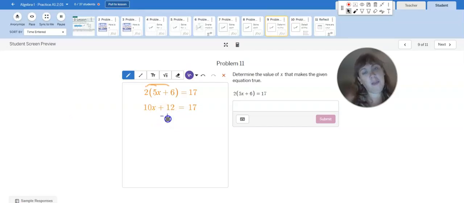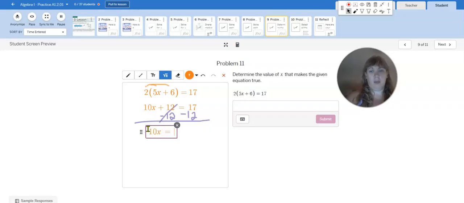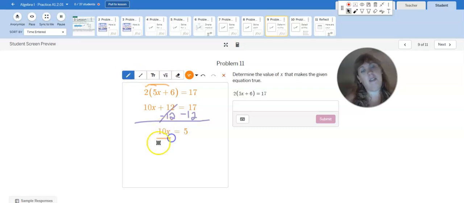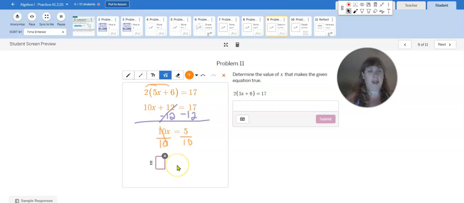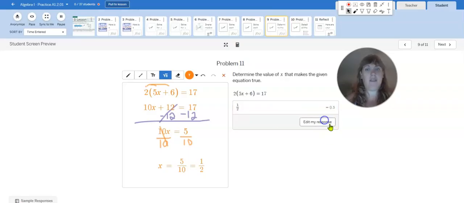Then we can subtract 12 on both sides, starting to get that x more alone. So then we just have 10 times x equals 5. 17 minus 12 is 5. And then divide both sides by 10 to get x completely alone. And we have x equals 5/10, which can be reduced to 1/2 or 0.5. You can write it whichever way. Beautiful.